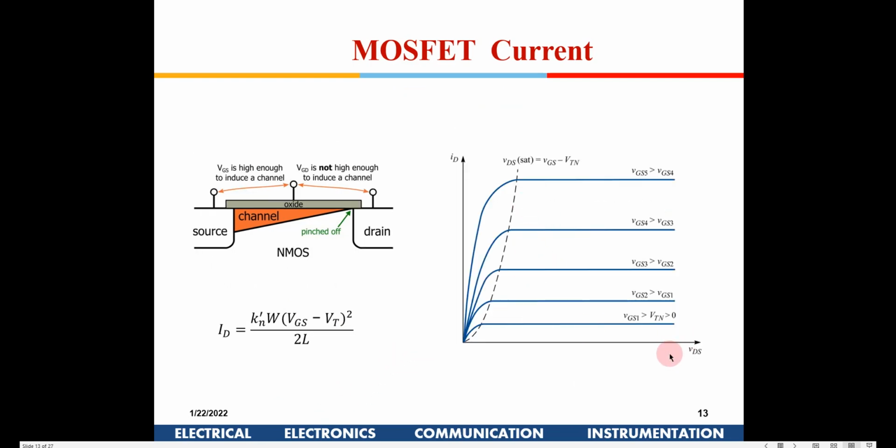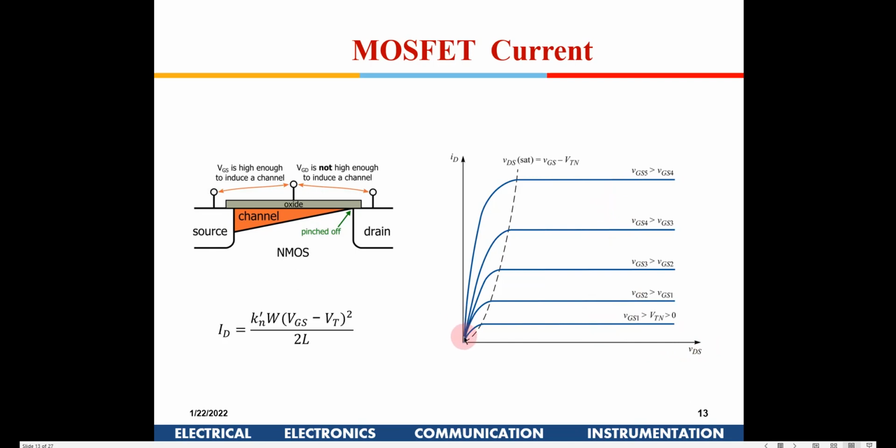If I plot VDS versus ID, these are the kind of graphs I get. The current gets saturated. For VGS less than VT, there will be no current. As you keep increasing VGS, the current will get saturated at a higher value. For one particular VGS it gets saturated here; if I increase VGS, it gets saturated at a higher value. The lines that are horizontal are known as the saturation region, where the channel has got pinched off.